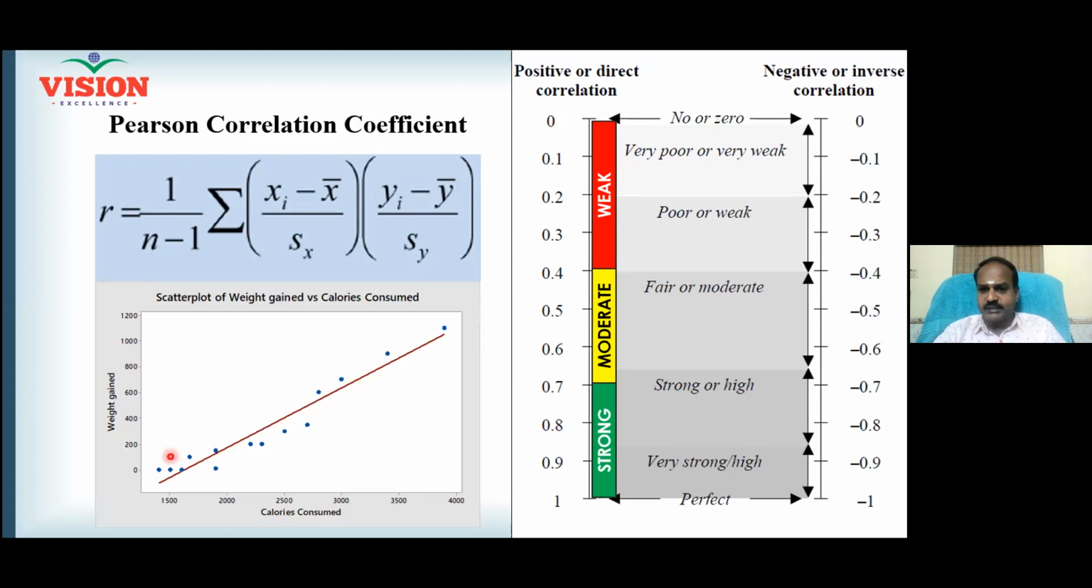Now if the points are very close to the red color line drawn, the relationship is considered to be very strong. If the points are lying perfectly on the straight line, the relationship is considered to be perfect correlation, right? And this red color line is called the regression line. The red color line is called what? Regression line. Nothing but the mathematical equation connecting X variable and Y variable. That regression equation is visualized in this graph.